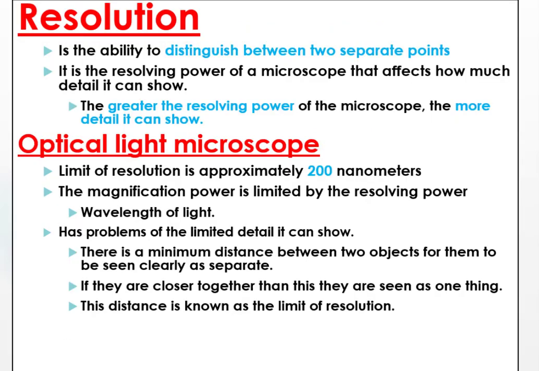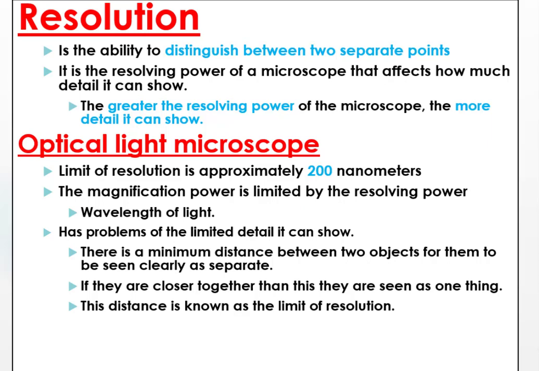Now, resolution. What does resolution mean? Resolution is the ability of the microscope to distinguish between two separate points or objects. So the resolving power of a microscope affects how much detail we can see in the object. The greater the resolving power of the microscope, the more detail it can show us.